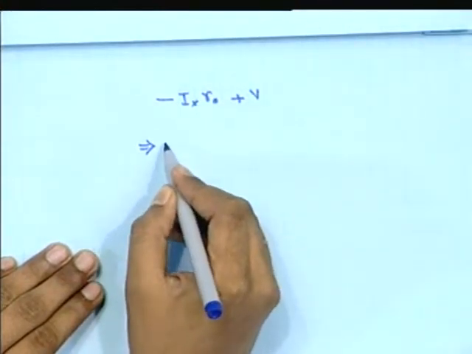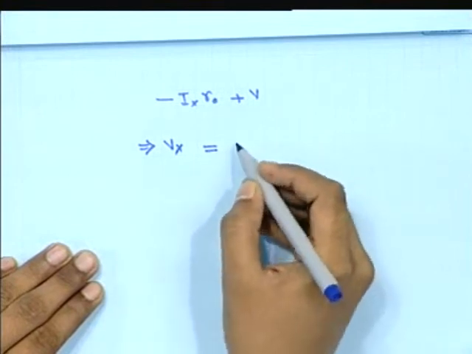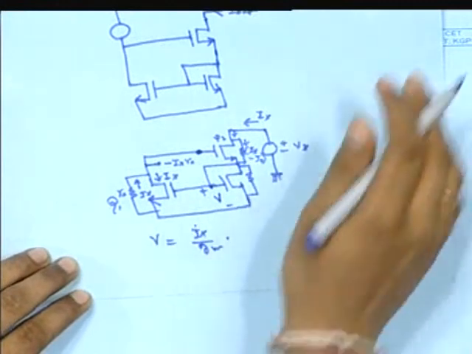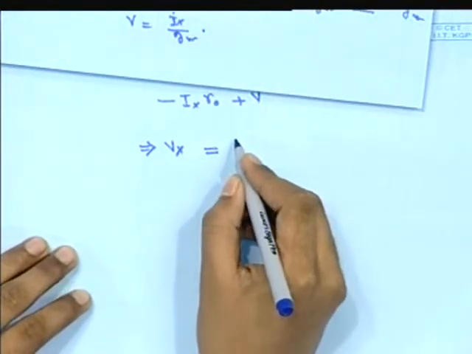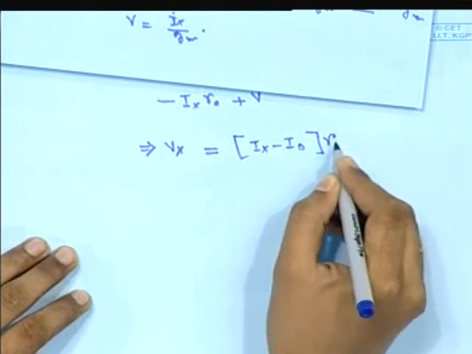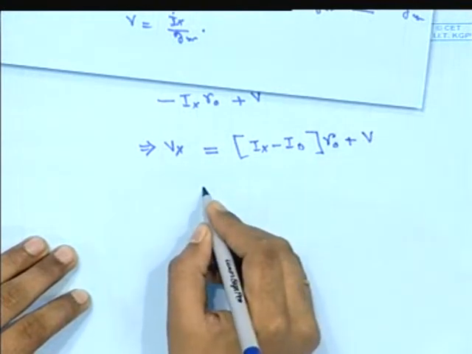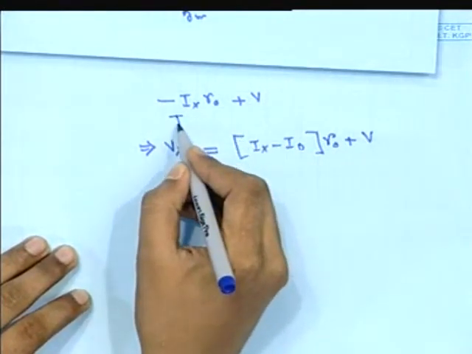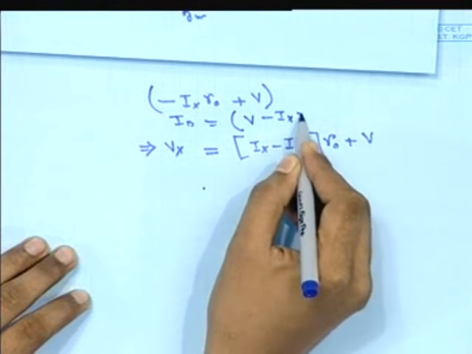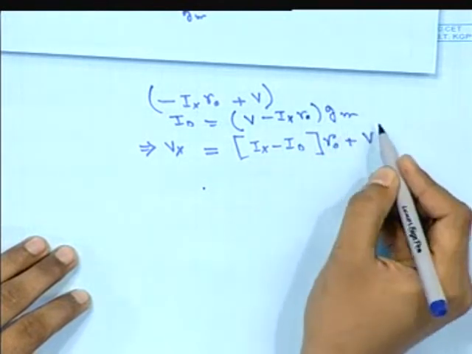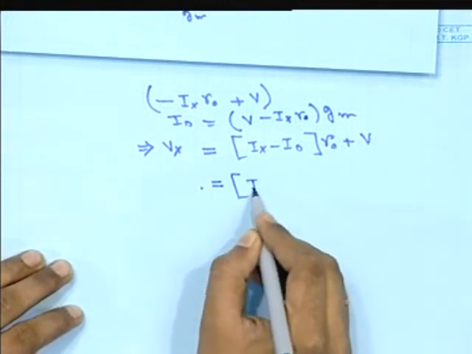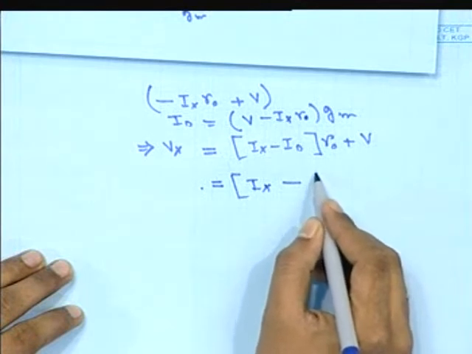Now from that particular circuit again, Vx is nothing but the drop across this resistor plus this V. So we can write Vx is nothing but (Ix minus Id) whole into R naught plus V. And what will be the Id? Id is nothing but (V minus Ix R naught) whole into Gm, from the Gm Vg point of view. So if I put this Id here, where V is Ix by Gm.